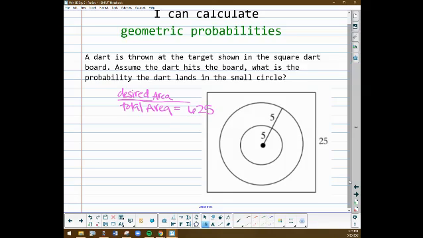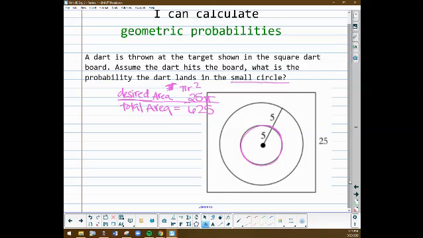Now our desired area, right? We want to know what probability the dart lands in the small circle. So our desired area is this right here. Remember, area of a circle is pi r squared. In this case, we've got 5 squared. That's going to give me 25 pi.